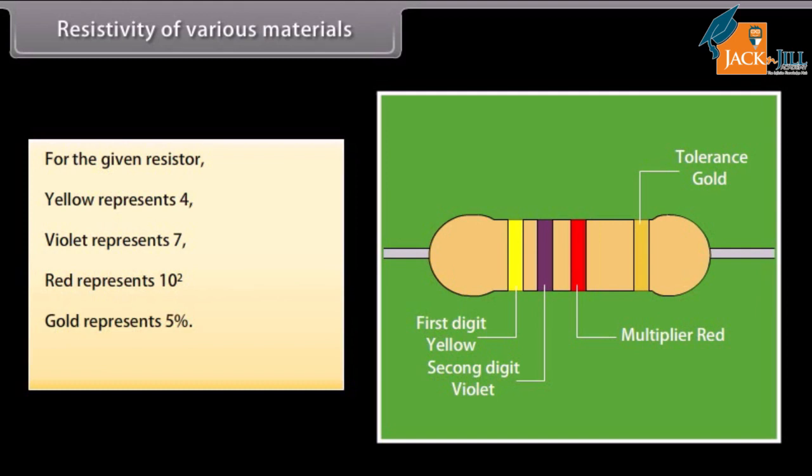On combining the above data, total resistance of the given resistor is 47 × 10^2 ohm with 5% tolerance.